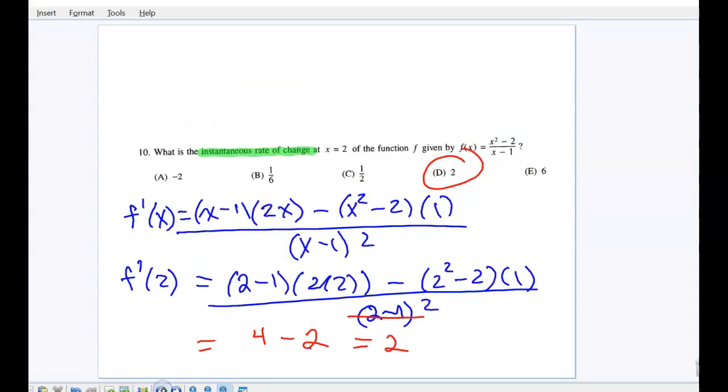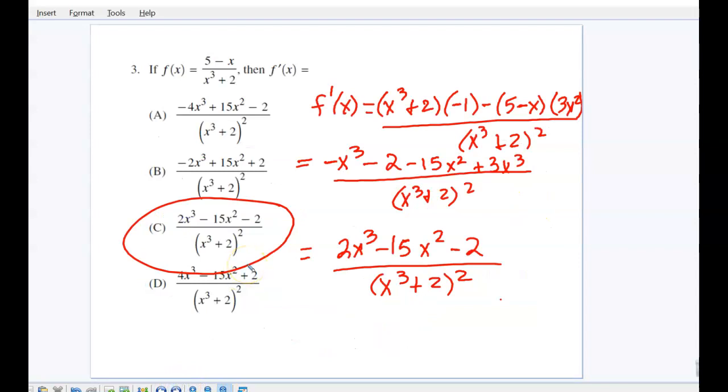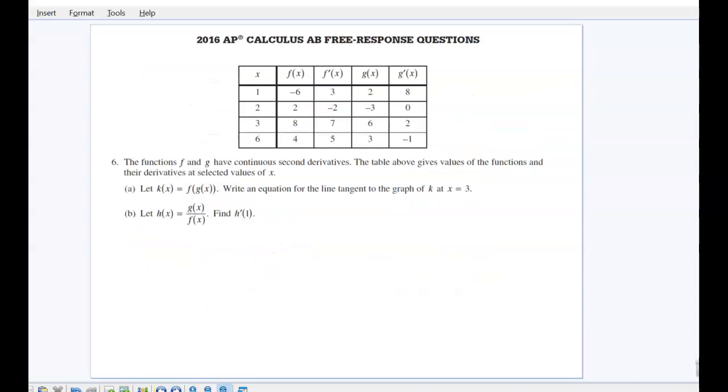Notice in these two examples, this question number 10 had 5 answers. This one now has only 4. And the newer exams are now down to just 4 multiple choice answers. So the chance of guessing correctly is increased because you have fewer responses to choose from.